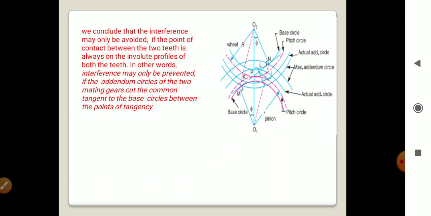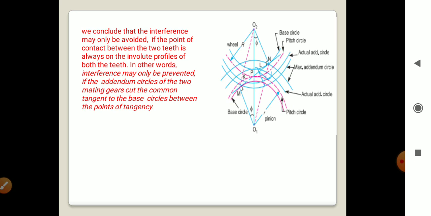We conclude that interference may only be avoided if the point of contact between two teeth is always on the involute profiles of both teeth. In other words, interference may be prevented if the addendum circles of two mating gears cut the common tangent to the base circles between the points of tangency.